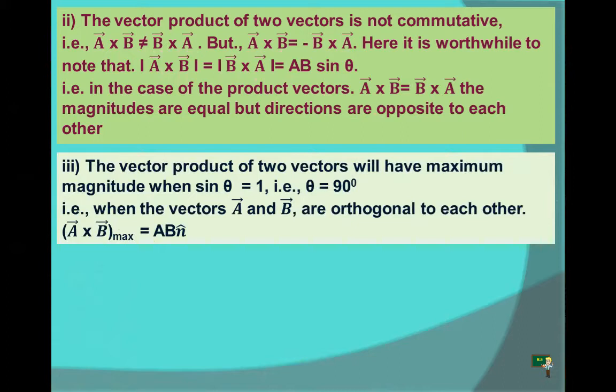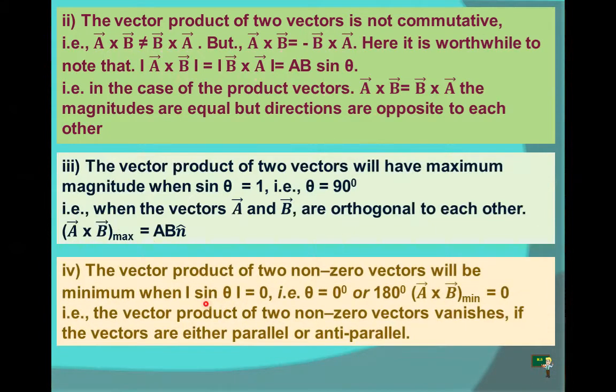Third property: the vector product of two vectors will have maximum magnitude when sin theta is equal to 1. Because theta is 90 degrees, sin 90 is equal to 1. When vectors A and B are orthogonal to each other, again orthogonal means right angles, A vector into B vector maximum is equal to AB into n cap.